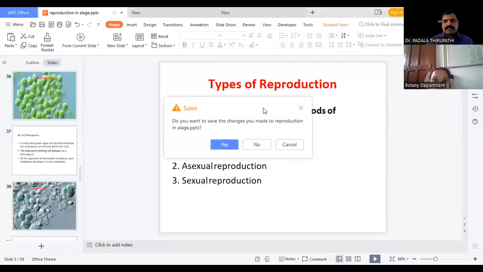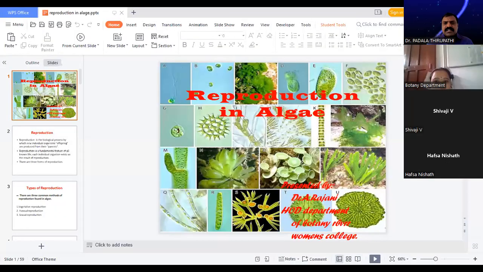Madam, share your screen. Madam, please proceed, Rajini Madam.